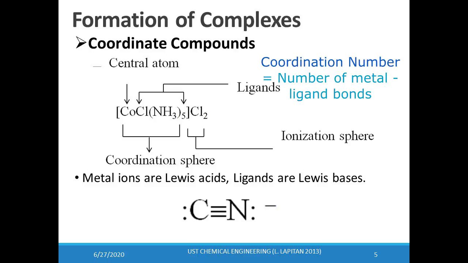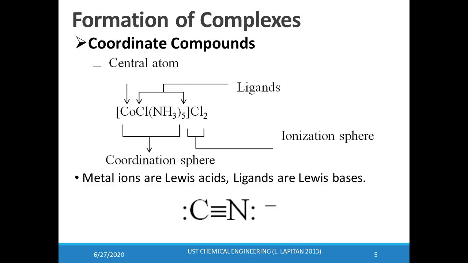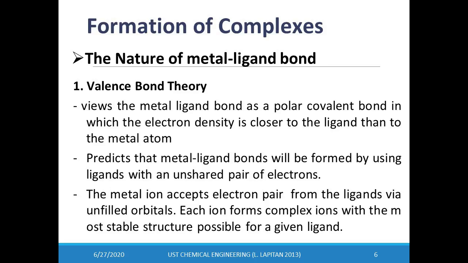In this example, cobalt is our central atom. Chlorine and ammonia are our ligands. Since there are 5 ammonia molecules and 1 chlorine atom in the coordination sphere, therefore the coordination number of cobalt is equal to 6. Now let's look at the molecular view of what is happening during a complex formation reaction.